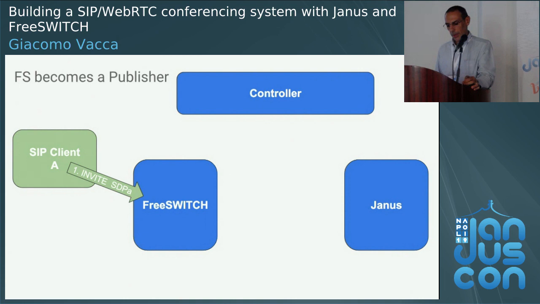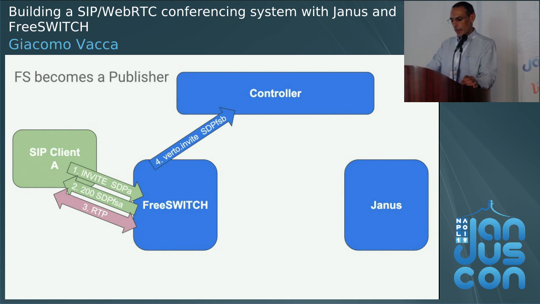So basically there is a SIP invite. FreeSWITCH accepts it and puts it in a conference, and there is already an exchange of RTP between the two. But then FreeSWITCH generates towards the controller a Verto invite, which carries the SDP of FreeSWITCH for the room, and the controller basically initiates on behalf of FreeSWITCH the negotiation for becoming a publisher. So it creates a transaction, attaches to the plugin, and offers the SDP from FreeSWITCH to Janus.